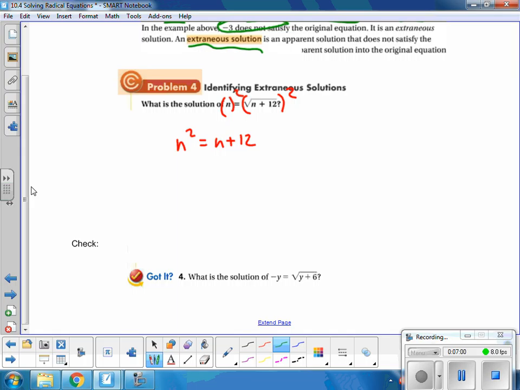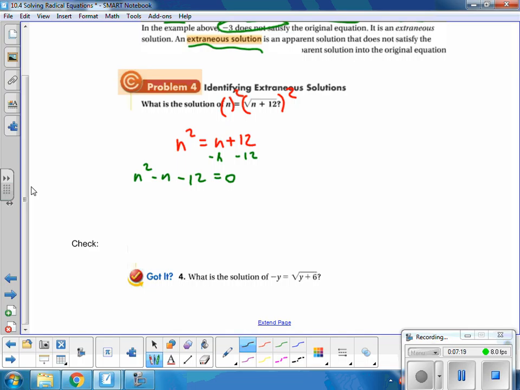Now take a look at this. I'm going to subtract n and subtract 12 from both sides and end up with the equation n squared minus n minus 12 equals 0. Now this looks like something we've done before. I'm going to do some factoring.